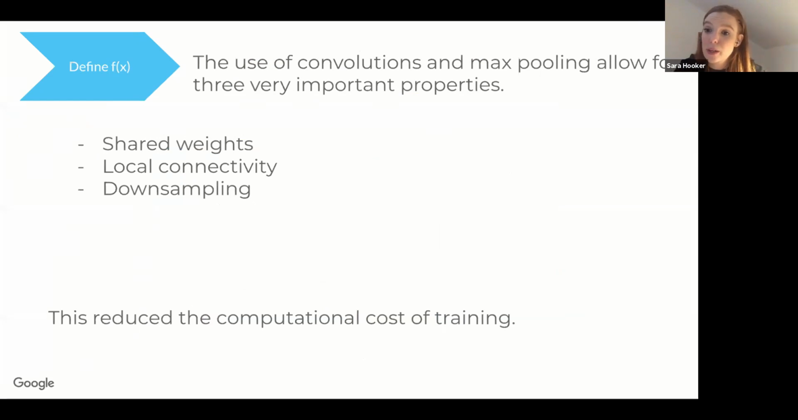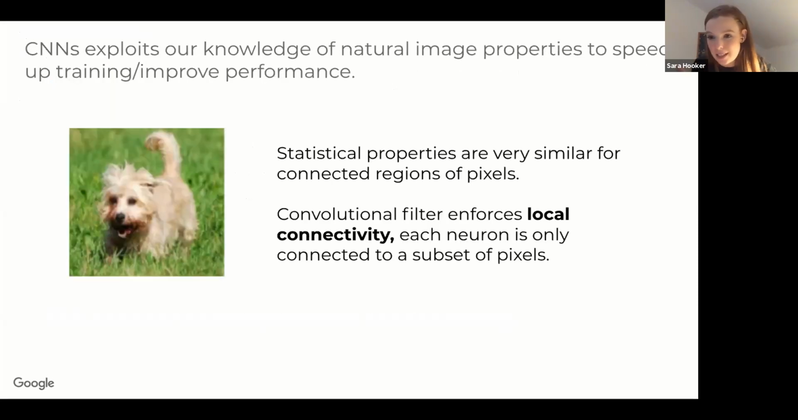There were a few features that are now very ubiquitous in convolutional neural networks that allowed for enough downsampling to allow for efficient training. So shared weights, local connectivity, and downsampling through things like max pooling. I'm briefly going to talk about them here, but not too much because I think you're going to get into this later in the week. But I do want to mention that essentially what is interesting about CNNs is that it exploits our knowledge of natural image properties to speed up training.